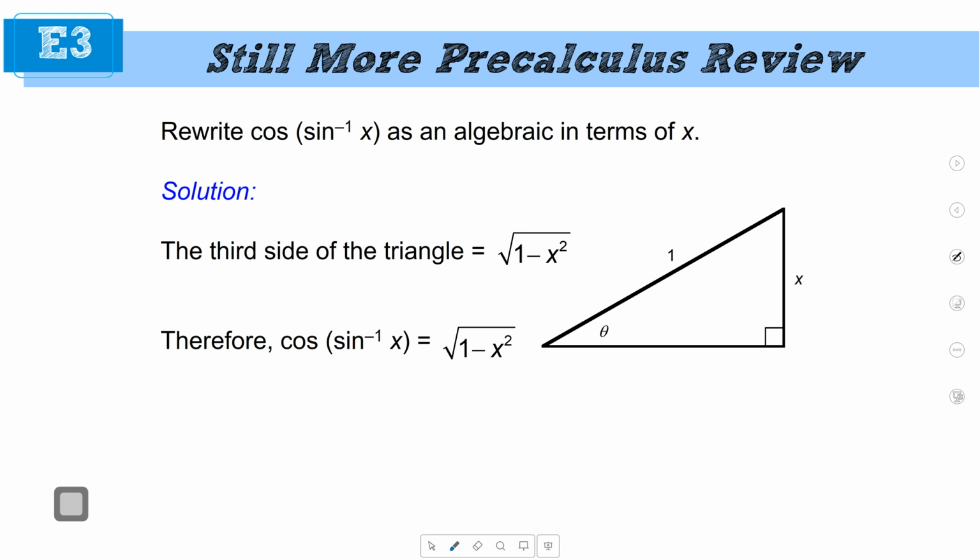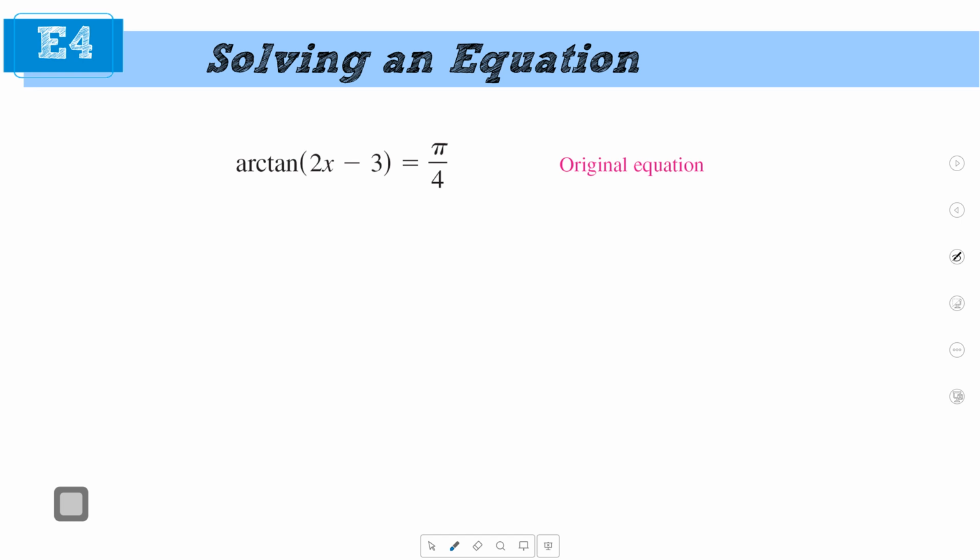Still review, yes? How do I get rid of the arctan? Take the tangent of both sides. Love it.